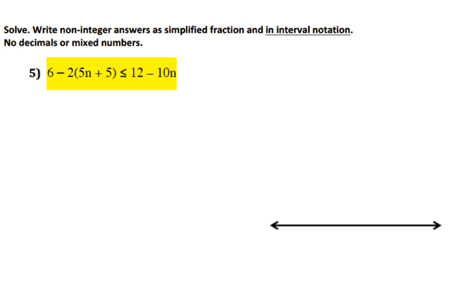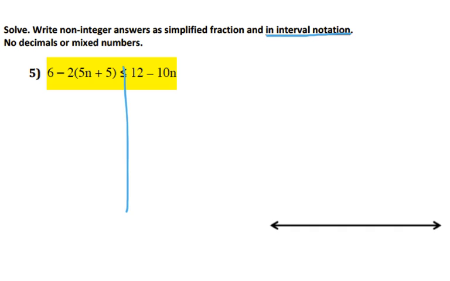Number 5, now we're going to change this slightly. So make note of this in the directions. We're actually going to be writing in interval notation now instead of set notation. But we're still solving these inequalities. So I'm going to draw our line down. Now let's go ahead and look at each expression, or each side of our inequality. We have 6 minus 2, parenthesis 5n plus 5. And on the right, we have 12 minus 10n's.